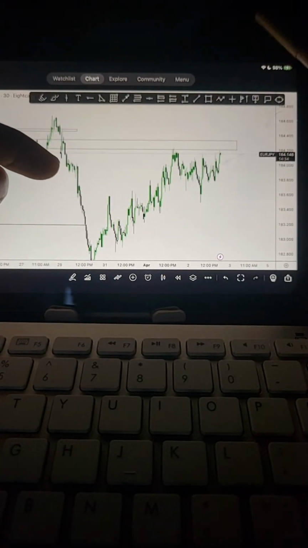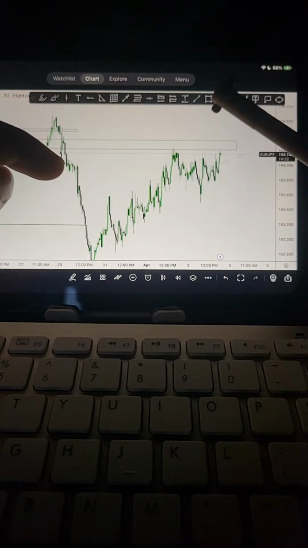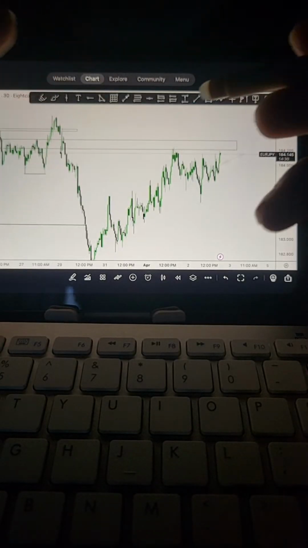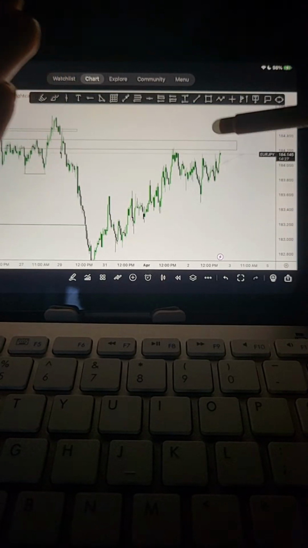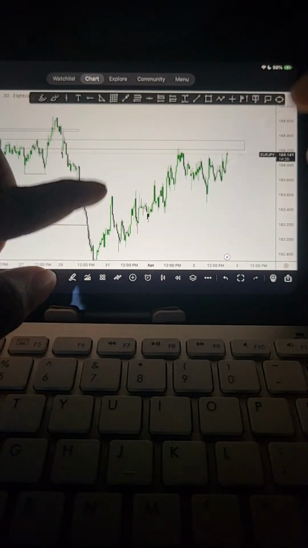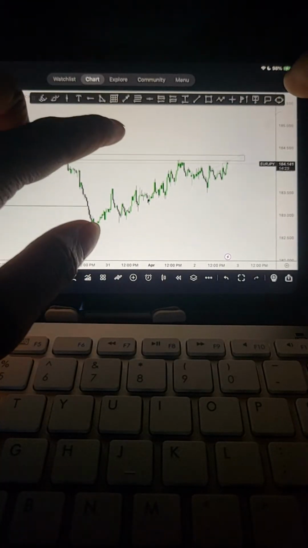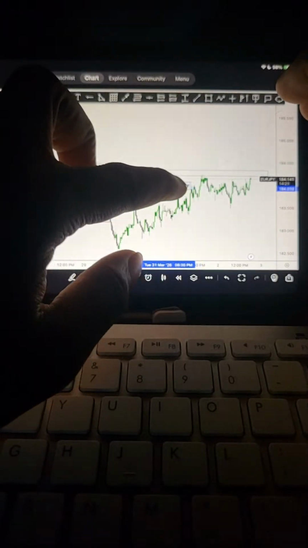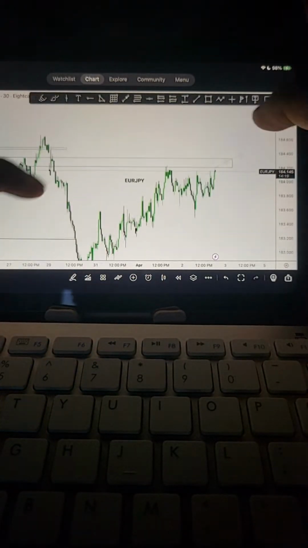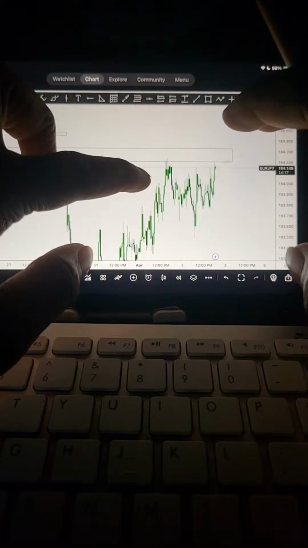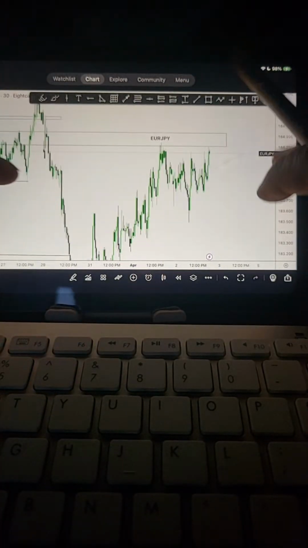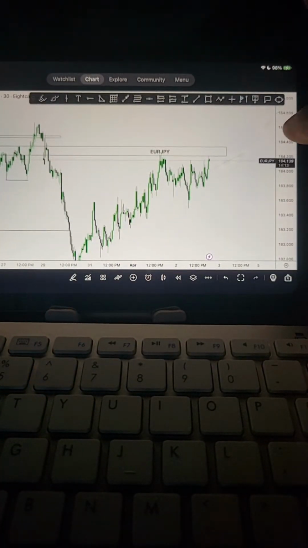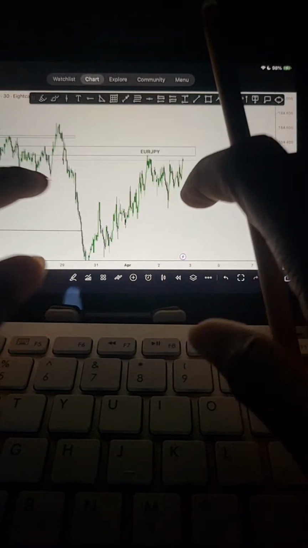So I'll be monitoring it closely for me to see that shift in structure, that sign that price is ready to start to sell. So I'm expecting a major sell on Euro JPY currently, and just going to be observing the chart for that.